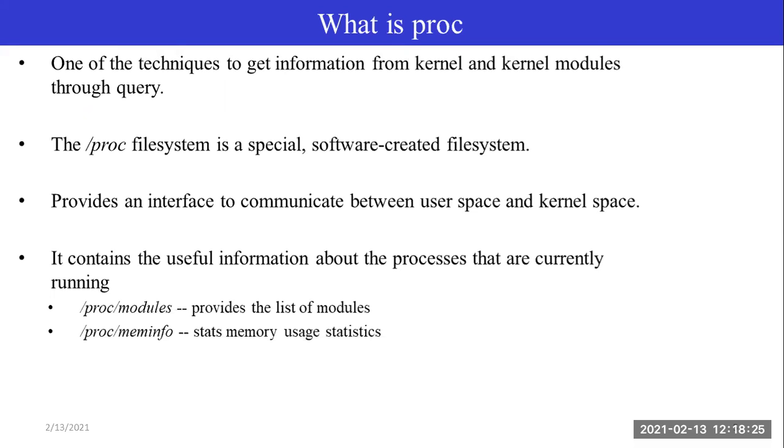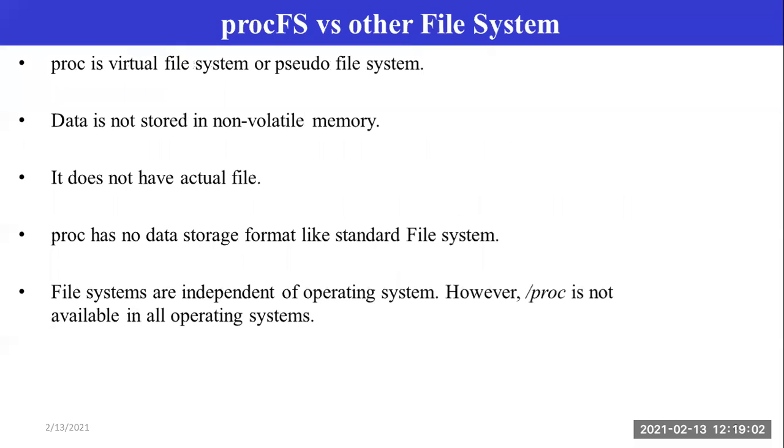There are multiple files, multiple pieces of information available in the Proc. For example, the current status of the memory you can check through Proc meminfo. What modules are currently loaded in the system you can check through Proc modules. What is the CPU frequency, how many ports are there, you can also check through Proc cpuinfo. And there is a lot more information that you can check. System-wise, process-wise, all the information is available in the Proc. So what is the difference between procfs and the other file systems?